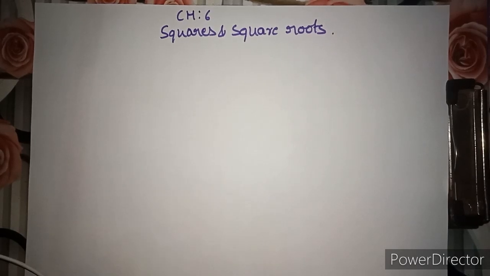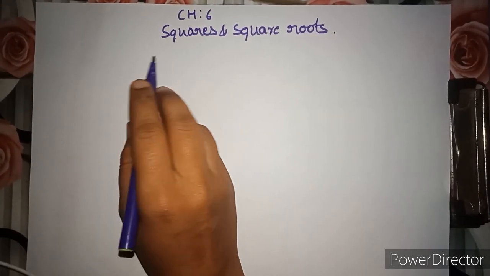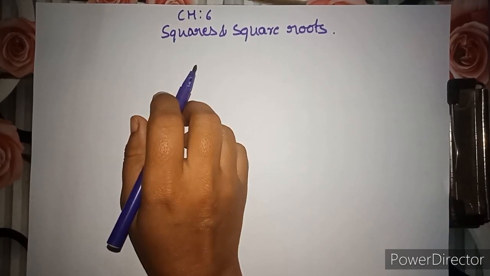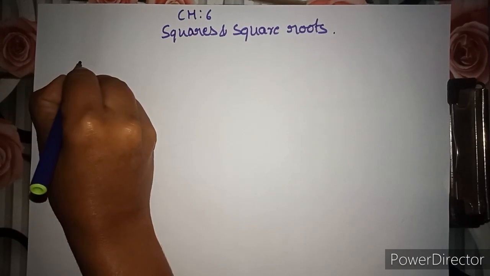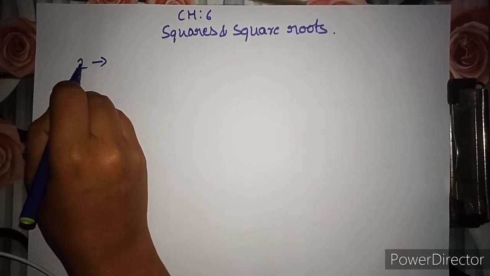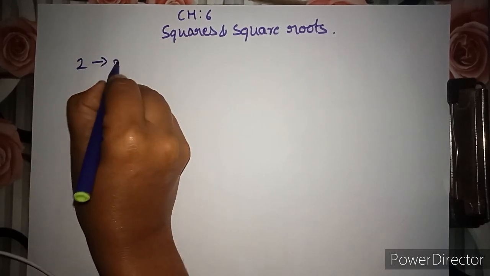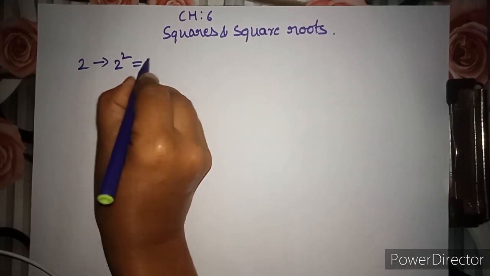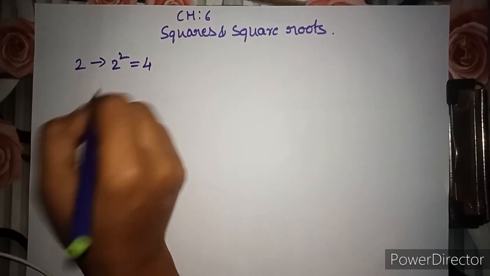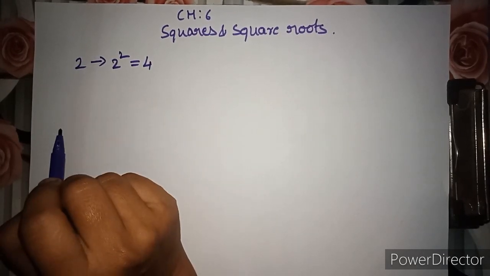What is the meaning of square? A square is a number obtained when a number is multiplied by itself. For example, if we have the number 2, the square of this number, 2 squared, is 4. This is the square of 2.